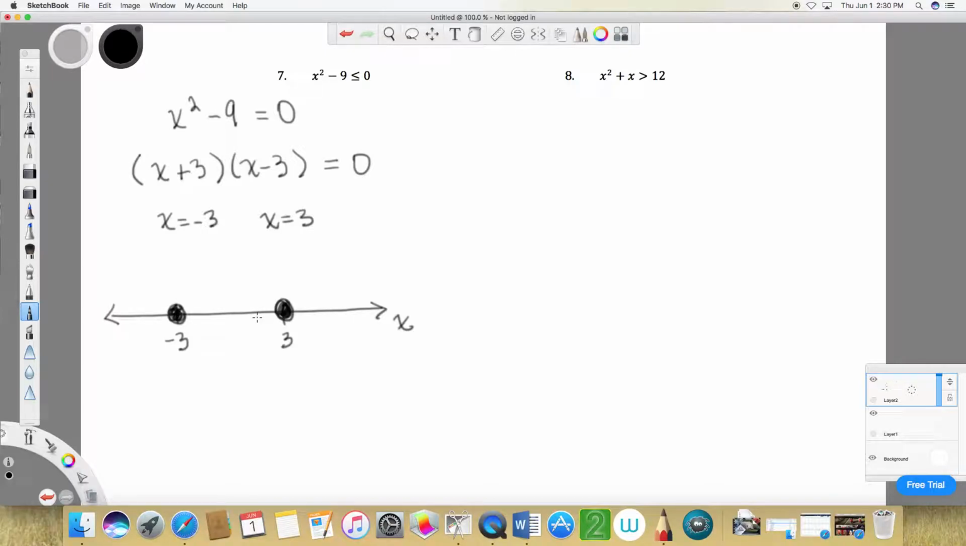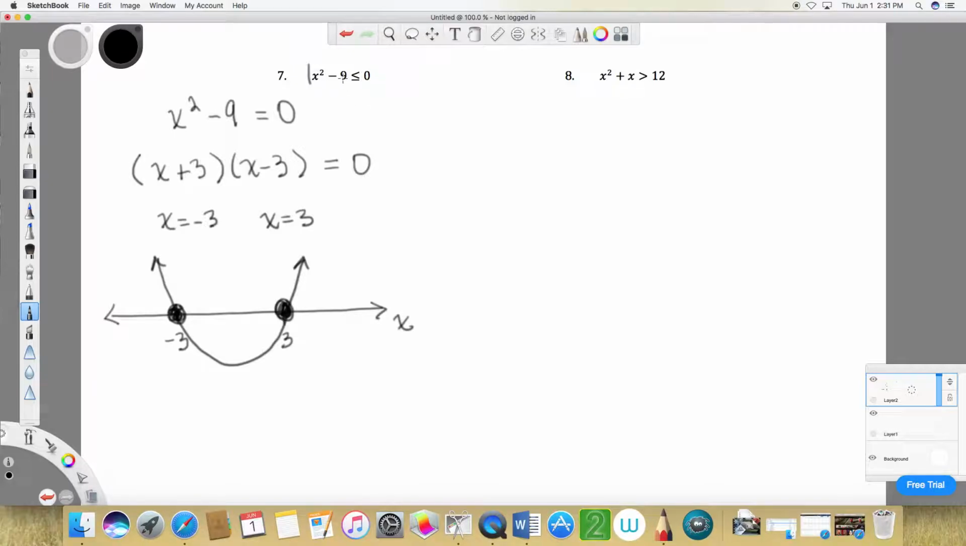So now we want to determine whether to shade away from the middle or to shade in between. Those are our two choices. We look at x squared minus 9 and recognize that the graph of this is a parabola, and because the coefficient in front of x squared is positive, this parabola opens upward.